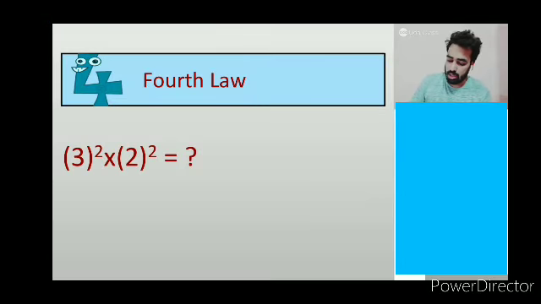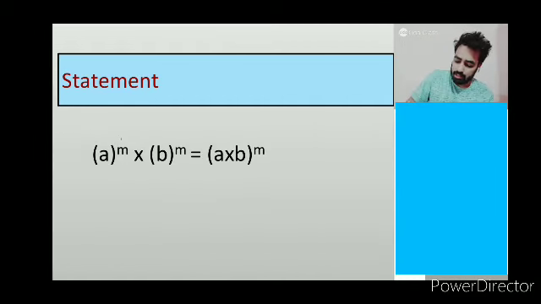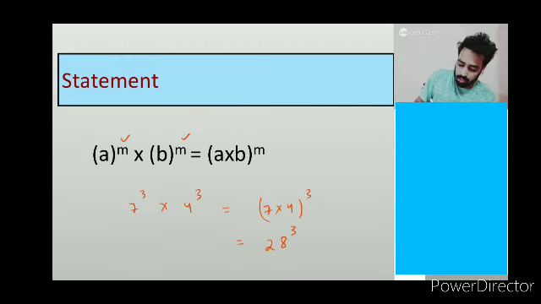Okay, the fourth law that we have is this. If bases are different and powers are same, we directly multiply the bases. Here both powers are same: a power m into b power m. So I'll multiply the bases, that is ab power m. Simple logic. If I have 7 power 3 and 4 power 3, I directly write it as 7 into 4 whole power 3, that is 28 power 3. The identity is clear or not?